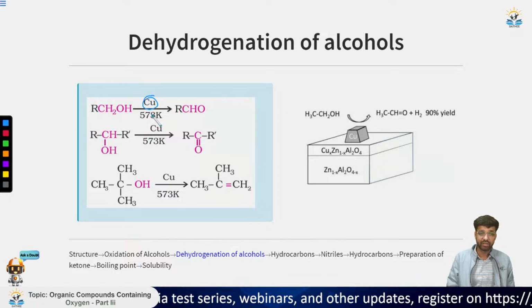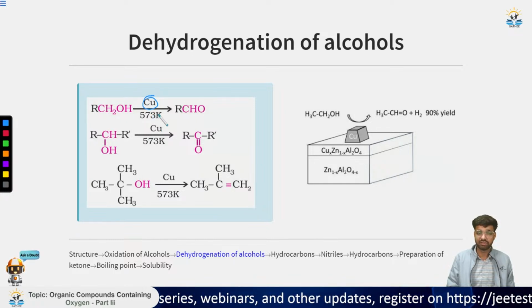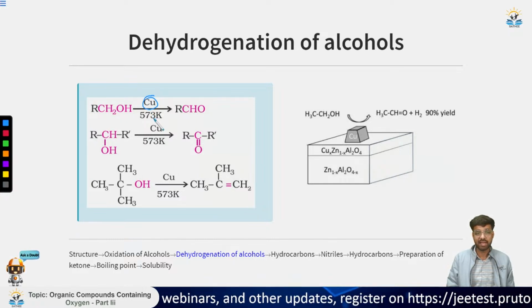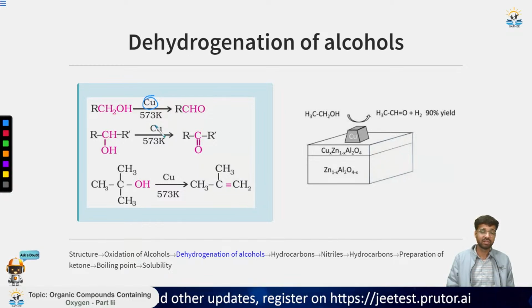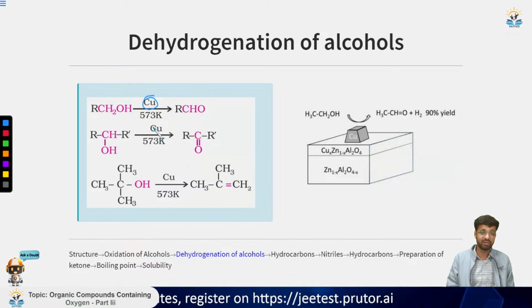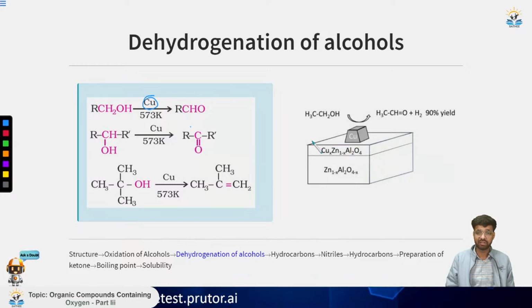So what does copper do here? It just provides the surface for the reaction so that the reaction takes place easily due to the surface phenomena. Similarly, if you have a secondary alcohol, we take the copper and 573 Kelvin, which is a very high temperature, and we get the ketone here. If you look at the way it is done, it is a very complex method. So I have just put up a picture here to show how it is done.